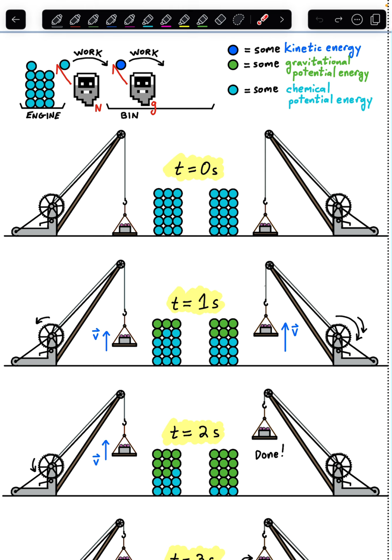Both cranes start out with the same amount of chemical potential energy. So this is their fuel, the fuel in the engine that's powering the crane here, or the fuel in the muscles of the person or animal that's going to be cranking the crane. So at time zero, both bins are at rest. What's going to be happening is that the normal force on the bin from the platform is going to be doing positive work, transferring chemical potential energy from the engine into kinetic energy for the bin.